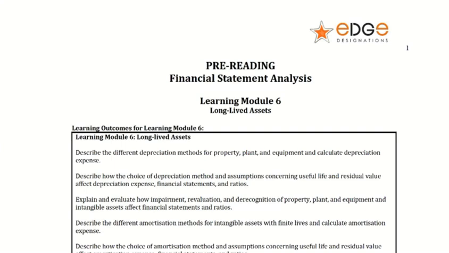Edge Designations, CFA Level 1, pre-reading, Financial Statement Analysis, Learning Module 6, Long-Lived Assets.